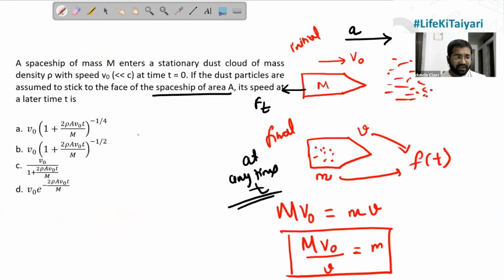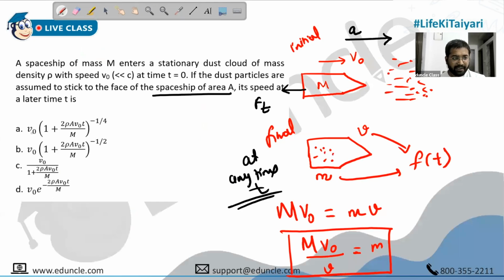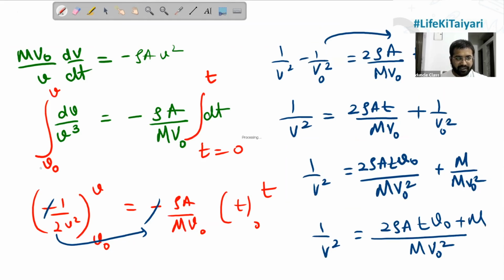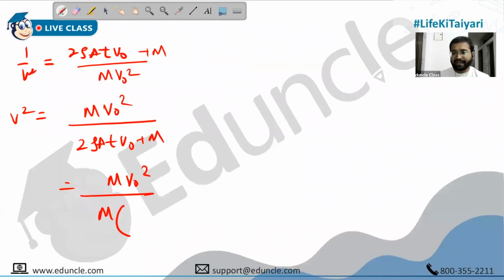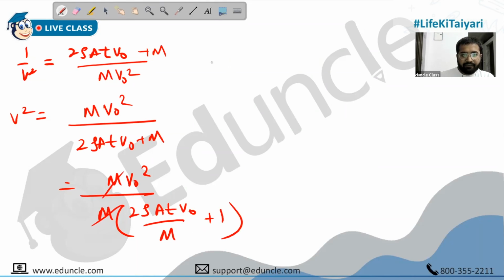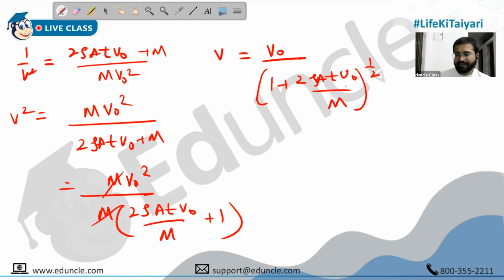Okay, so option has v naught as a separate term and there is no mass in the numerator. So we have to get rid of mass and we need only v naught. So let's take mass common from the denominator first of all. This is how you analyze, right? Once you reach a step, people, you first have to check the options. So in options, there is only v naught and there is no mass. So you have to get rid of mass. Okay. So 2 rho a t v naught upon m plus 1. Mass gets cancelled. We have got v square, take square root on that side. So v naught square becomes v naught. And this whole term becomes root. So we have got 1 plus 2 rho a t v naught upon m, the whole raised to half. So root means half, no?